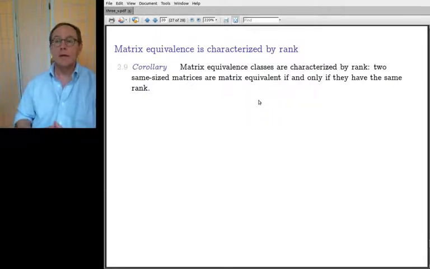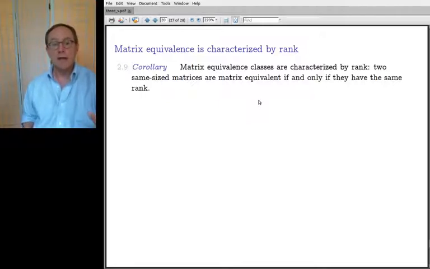So, matrix equivalence classes are characterized by rank. Two same-size matrices are matrix equivalent if and only if they have the same rank. And it basically boils down to they can be put in that form. They can all be put in that form, so they're all interrelated. If you have a pair of 3 by 3 matrices of rank 2, then they're related. Both of them can be brought to this block partial identity form that we were just looking at.